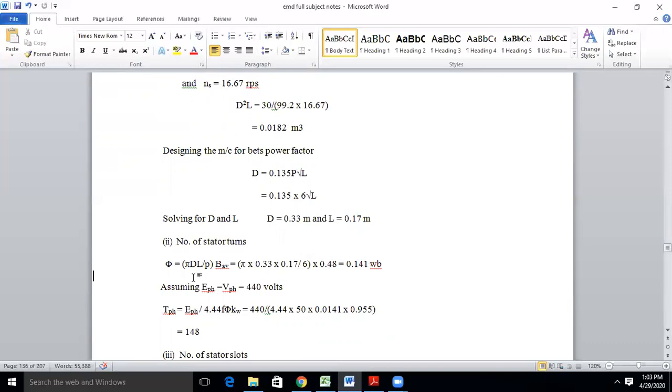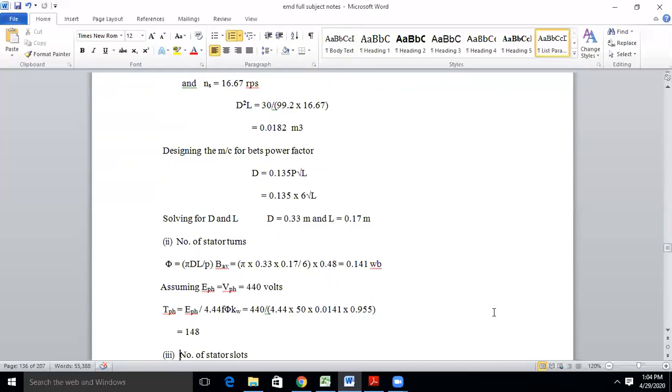Why are we finding phi here? We need to calculate the number of stator turns. That is the formula: T phase is equal to E phase by 4.44 f phi kW. In order to have this, we need to calculate this. So assume E phase is equal to V phase, that is equal to 440 volts. And T phase is 148.